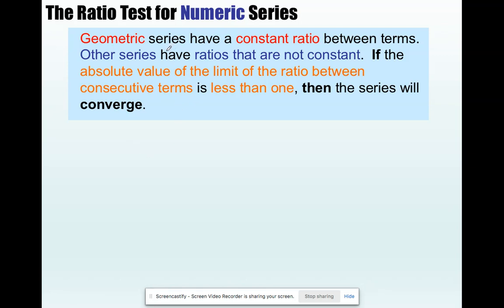So you remember that geometric series have a constant ratio between the terms. Other numeric series have ratios that are not constant. Here's where the ratio test starts. If the absolute value of the limit of the ratio between consecutive terms is less than 1, then that non-geometric series will converge. You need to add this to your list. Hopefully you have a list of geometric series, P series, nth term test for divergence, right?